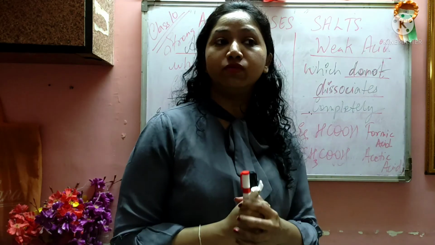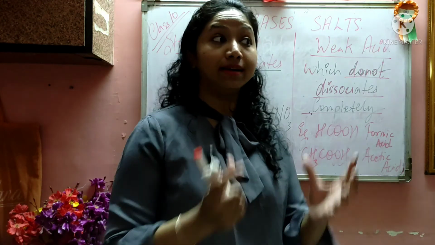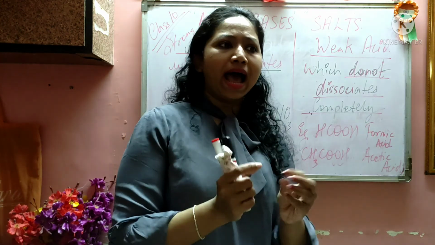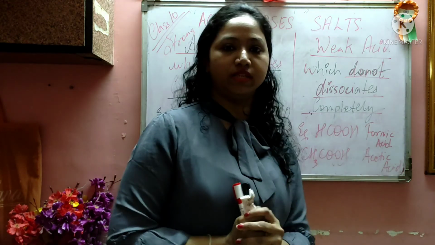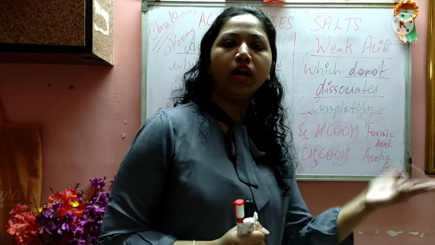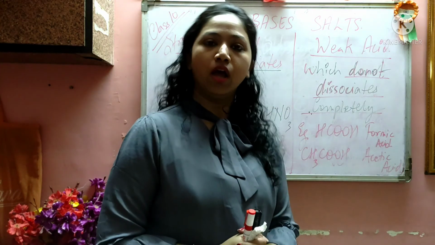Not dissociating completely means what? Here we took 50 molecules and they all dissociated completely, that means strong acid. If we take 50 molecules and, for example, only half of the molecules dissociate, only half are forming H plus ions, then that particular acid is said to be a weak acid.